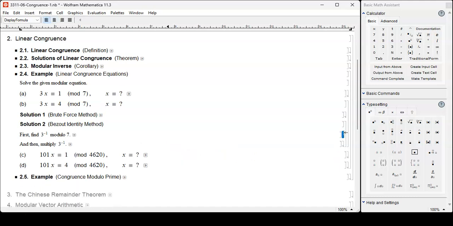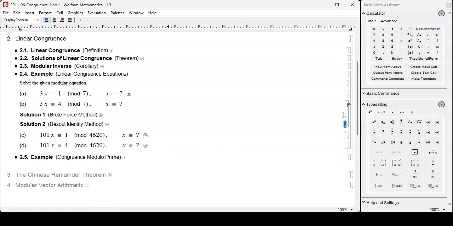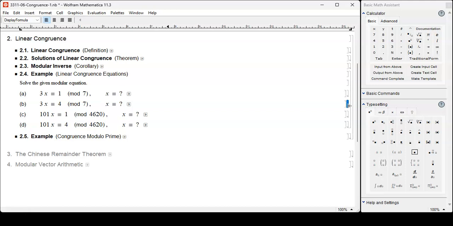Again, which method is easier? I don't know about you, but the brute force method appears to be easier, just trying them all. But how about the next problem? 101x is congruent to 1, modulo 4620. Whoa.